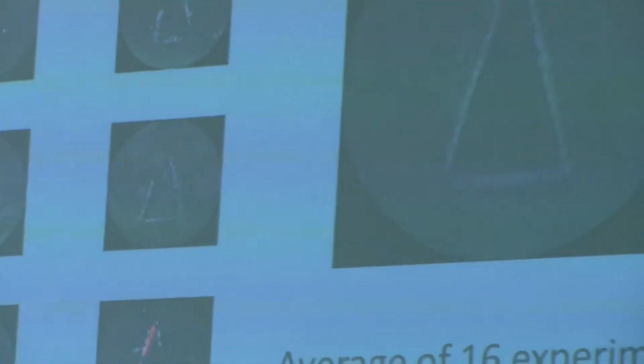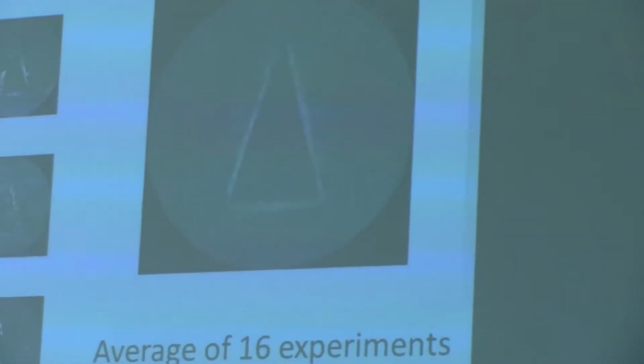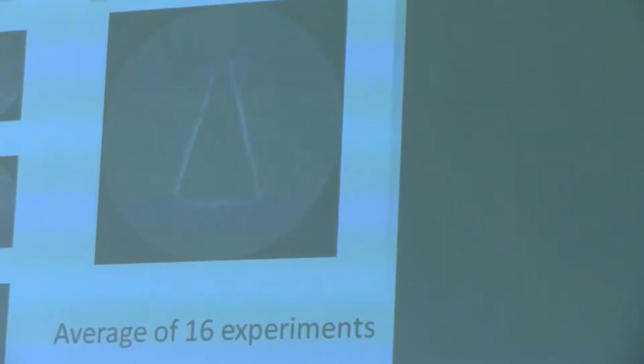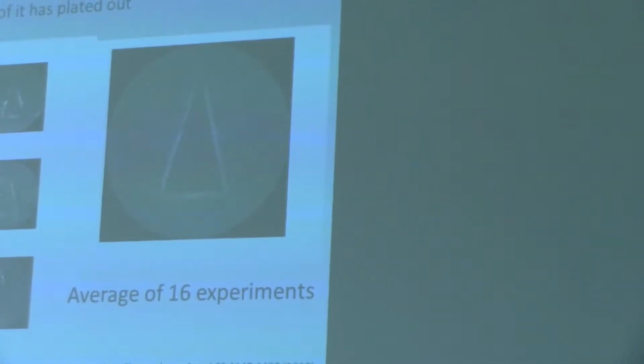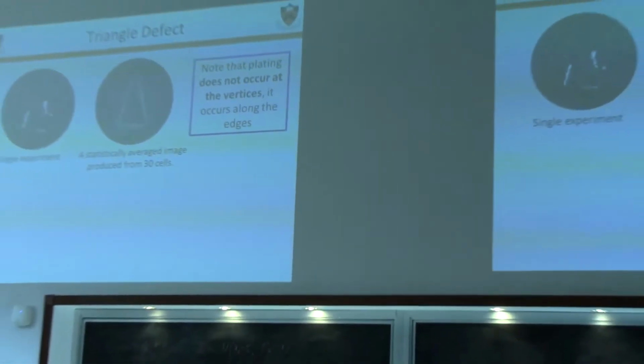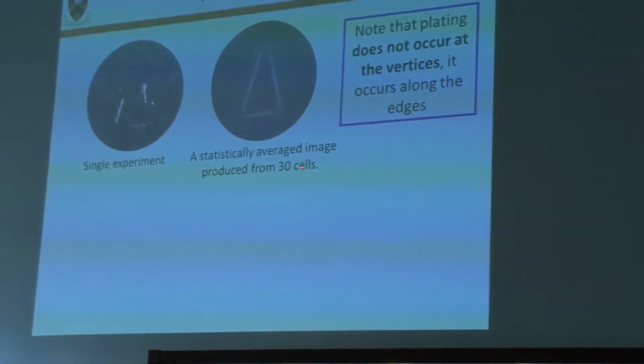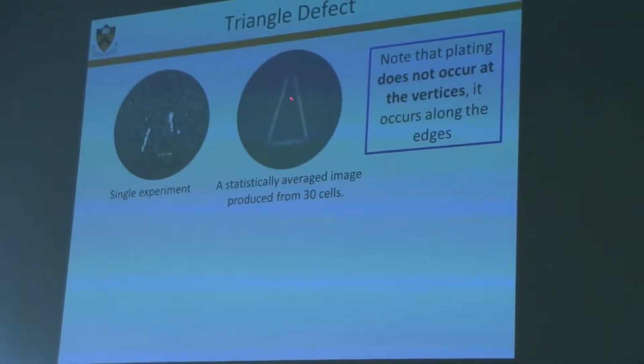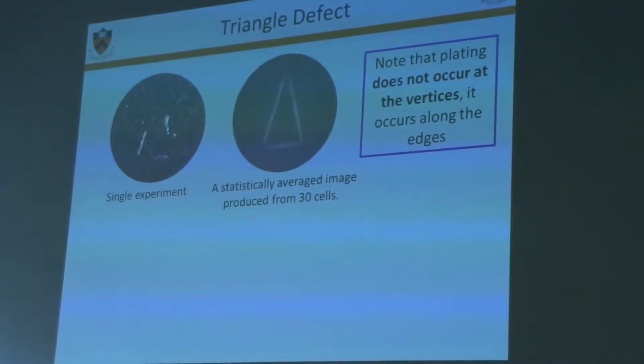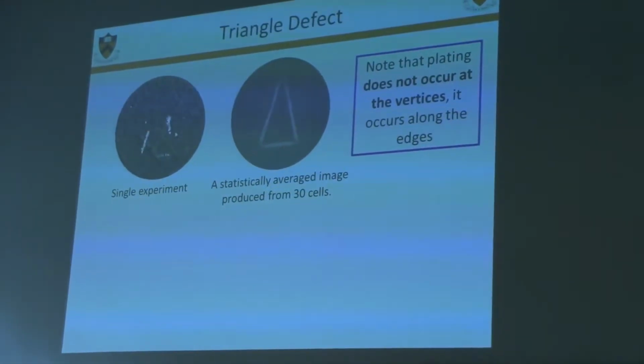Okay, so we did a lot of experiments and averaged it all together. So for instance, if I take 16 of these and I average it together, I get a nice looking triangle. Okay, and so that's how we do these experiments on plating. If you take a look at this triangle defect, and I look at the average, this one was produced from 30 different cells, you see what we believe is, we call it, the equilibrium structure.